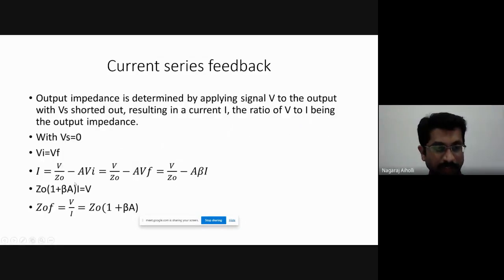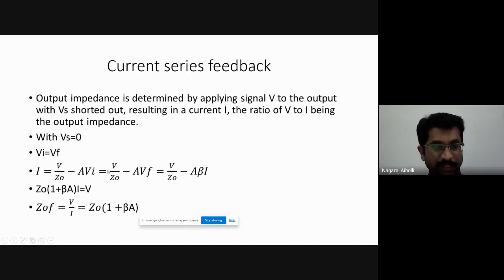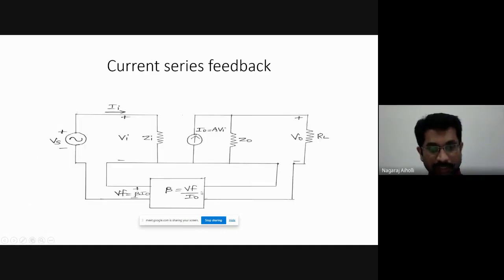So V by Z naught, V by R is I. So minus AVI, minus AVI. That is further equal to V by Z naught minus. We have found out that Vi is equal to Vf. So V by Z naught minus AVf. What is Vf? Feedback voltage. See here, Vf is equal to beta into I naught, or beta into I.